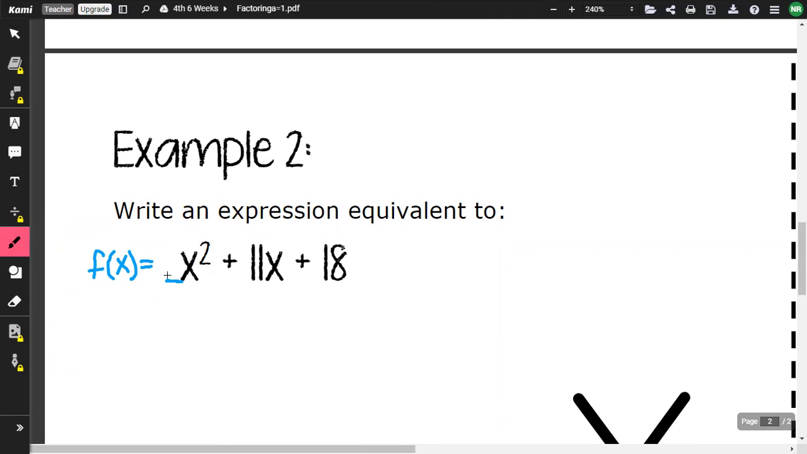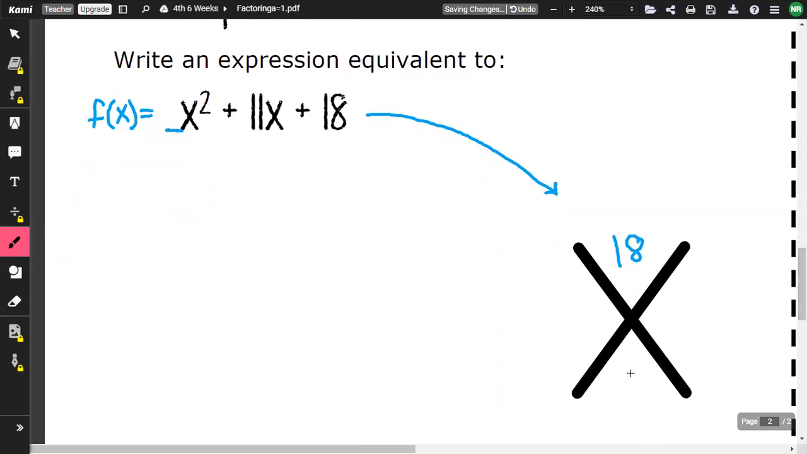Anyway, since there is no number in front of our squared term, it's time to set up the diamond. Last number falls to the top. So I'm going to put my 18 here at the top. And what number goes at the bottom? The 11. Now the 18 represents the product, and the 11 represents the sum.